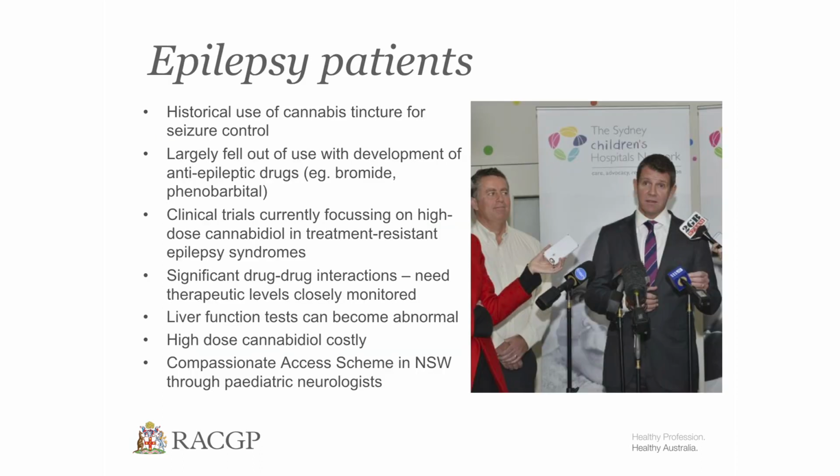So moving on to epilepsy. And so we've had that historical use of cannabis tincture for seizure control. And to be honest, it largely fell out of use because we got better drugs. And those better drugs were things like bromide and phenobarbital, which most of us would not think of using in a human anymore. However, we do know that we've got kids who are still fitting after lots of exposure to lots of different anti-epileptic drugs.